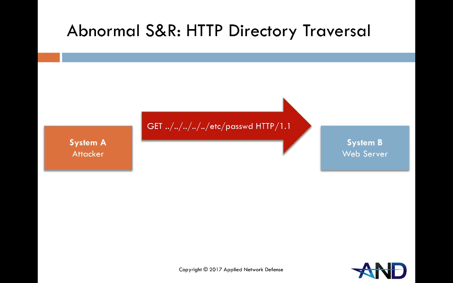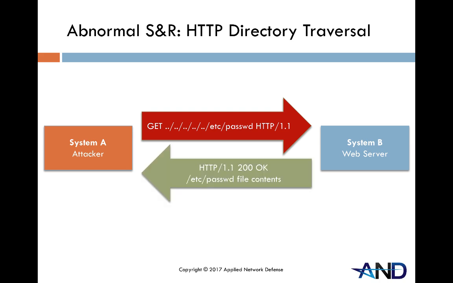Now, in a normal scenario with normal stimulus and response, if I tried to make this request on a web server, I would get a response back that said 403 Forbidden or something like that. It wouldn't return the data. But in this case, for abnormal stimulus and response, since our web server is misconfigured, we actually get an HTTP 200 OK back, and we're actually going to get the contents of the etc password file delivered right back to us. And that is a very, very bad thing.